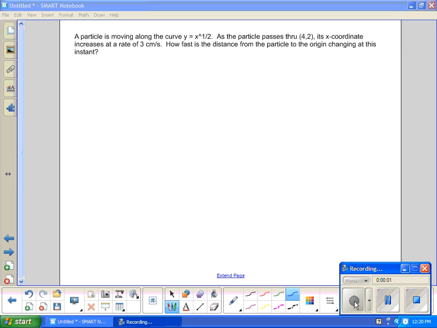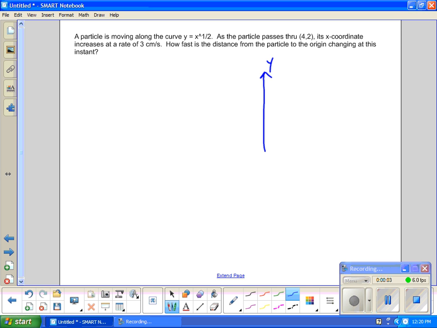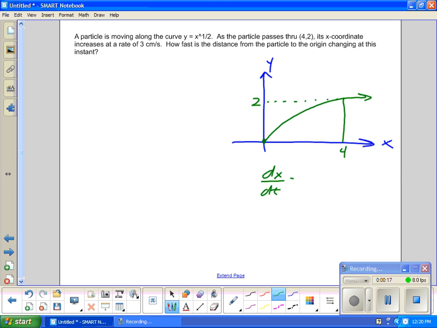So we have, again, now this is a curve we should be able to picture in our head. Starting at the origin, this particle traveled along, and they say at (4, 2), they say that dx/dt is 3 centimeters per second. The particle is moving along this curve, passes through (4, 2). Its x-coordinate is changing at a rate of 3 centimeters per second. How fast is the distance from the origin changing at this instant?